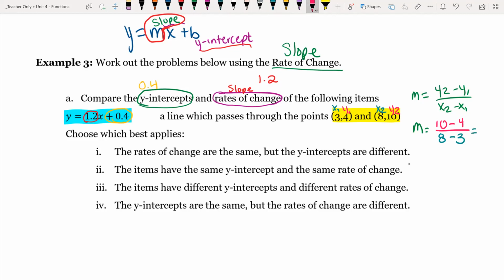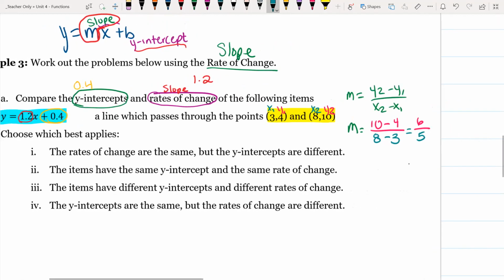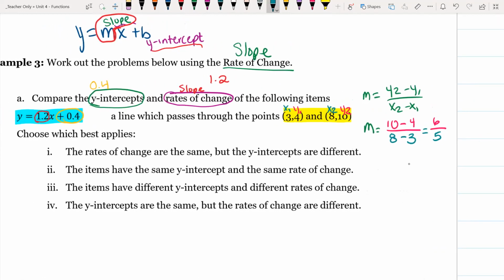10 minus 4 is 6. 8 minus 3 is 5. Okay, so generally we said to keep it as a fraction, but this is a decimal, so we're going to want to figure out what 6 divided by 5 is. Well, 6 divided by 5 is 1.2. So my rate of change is also 1.2. So far, my rates of change are, what are they? Are they the same or are they different? Well, they're the same.